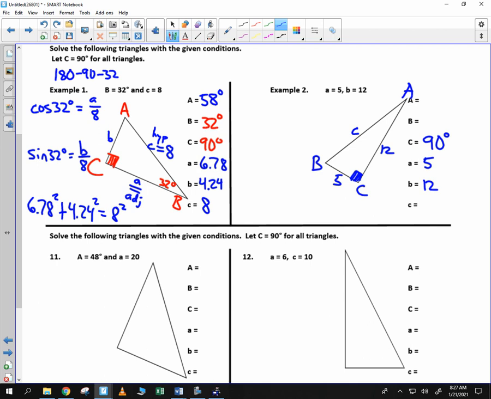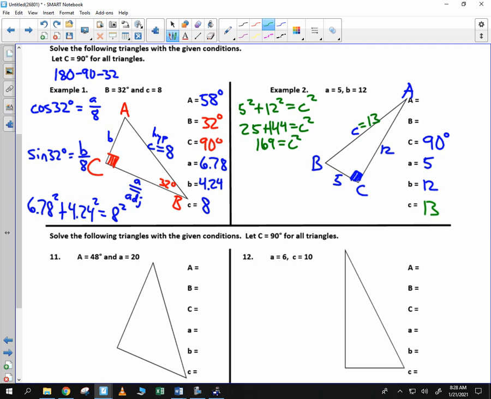Well, now that we are given 2 sides, you can go ahead and use the Pythagorean theorem. 5 squared plus 12 squared is equal to C squared. Or 25 plus 144 is equal to C squared. Or 169 is equal to C squared. Square root both sides, and C is equal to 13.